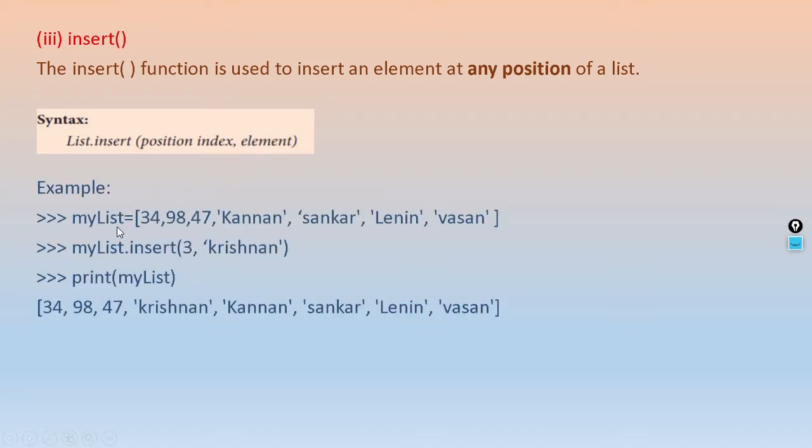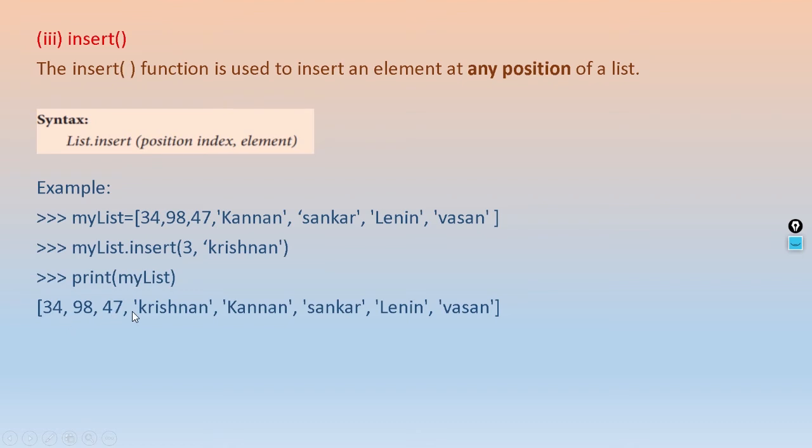Example: my list is equal to 34, 98, 47, Kannan, Shankar, Lenin, Vasan. How many elements does this list contain? It contains 7 elements. The first 3 are integers, the next 4 are strings. Now I want to insert one element in between, at index position 3. So I write mylist.insert(3, "Krishnan"), that is the index where you want to insert and the value which you want to insert. At index 3 I want to insert Krishnan.